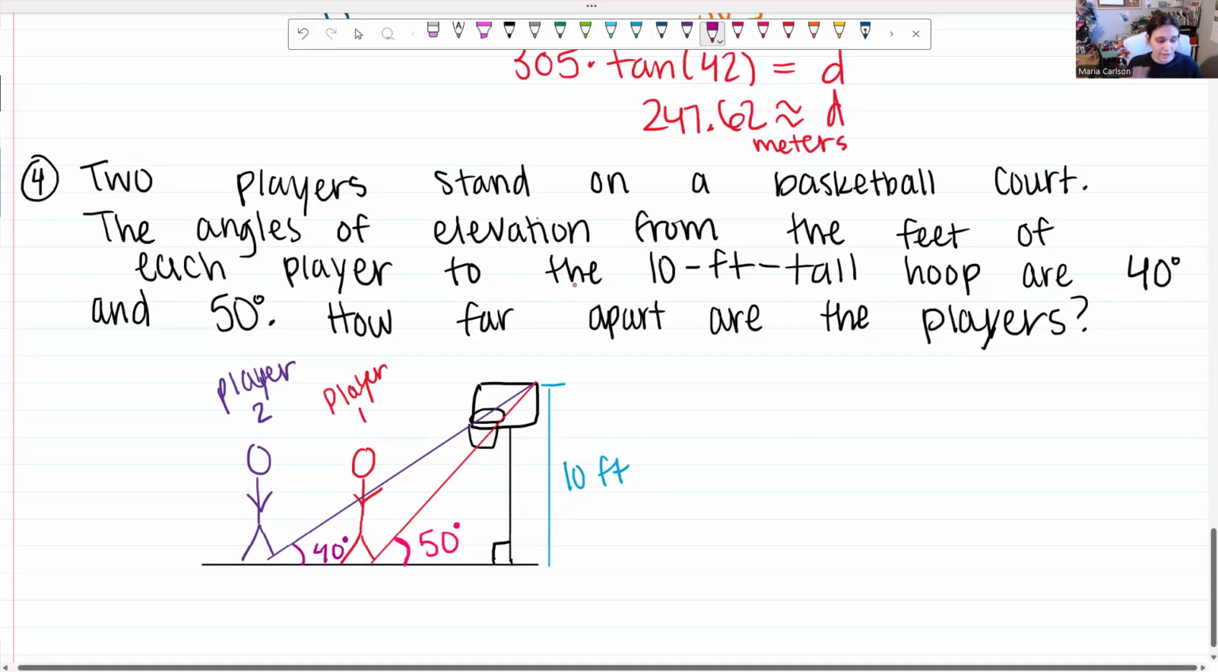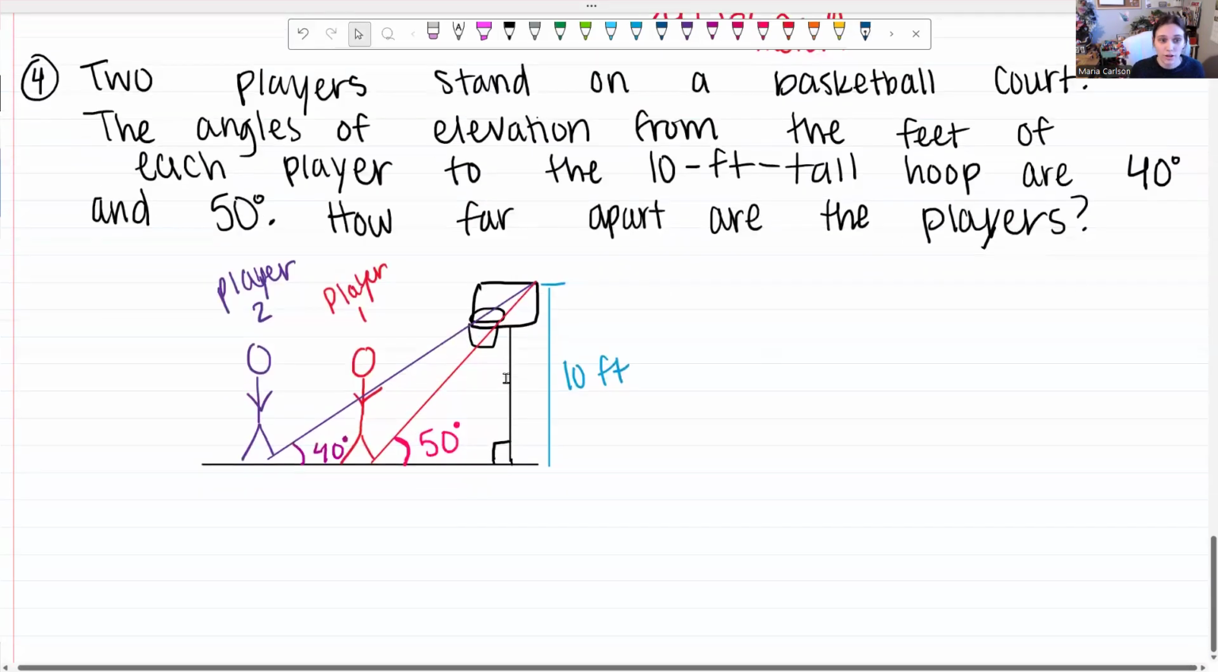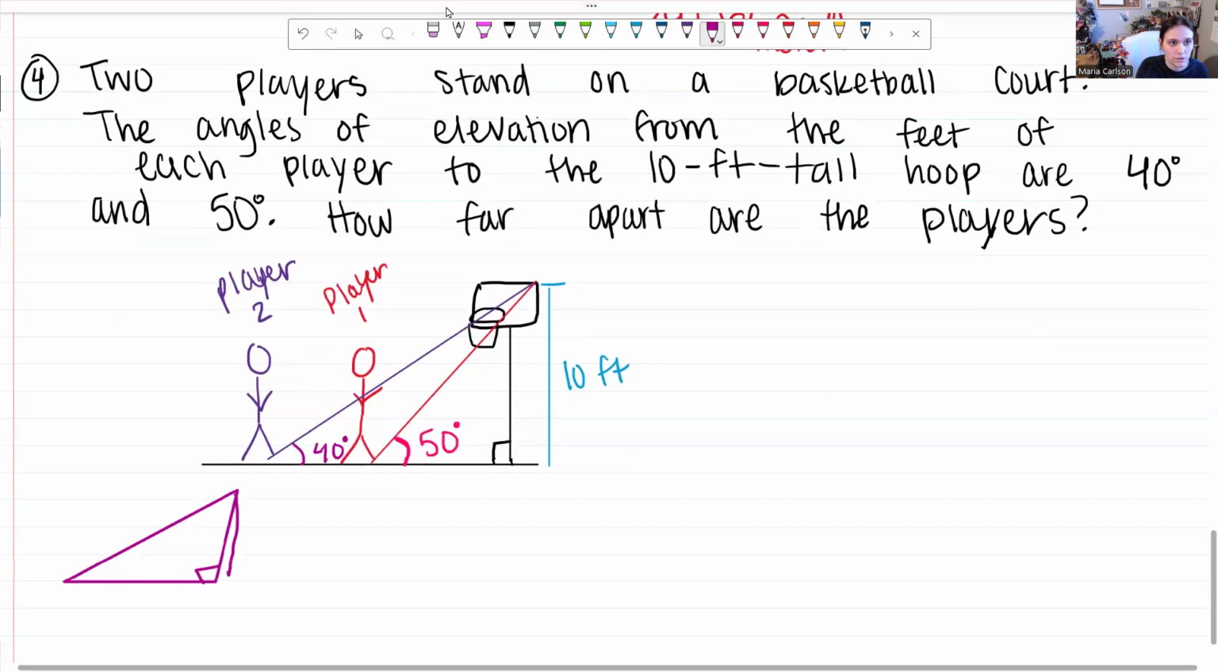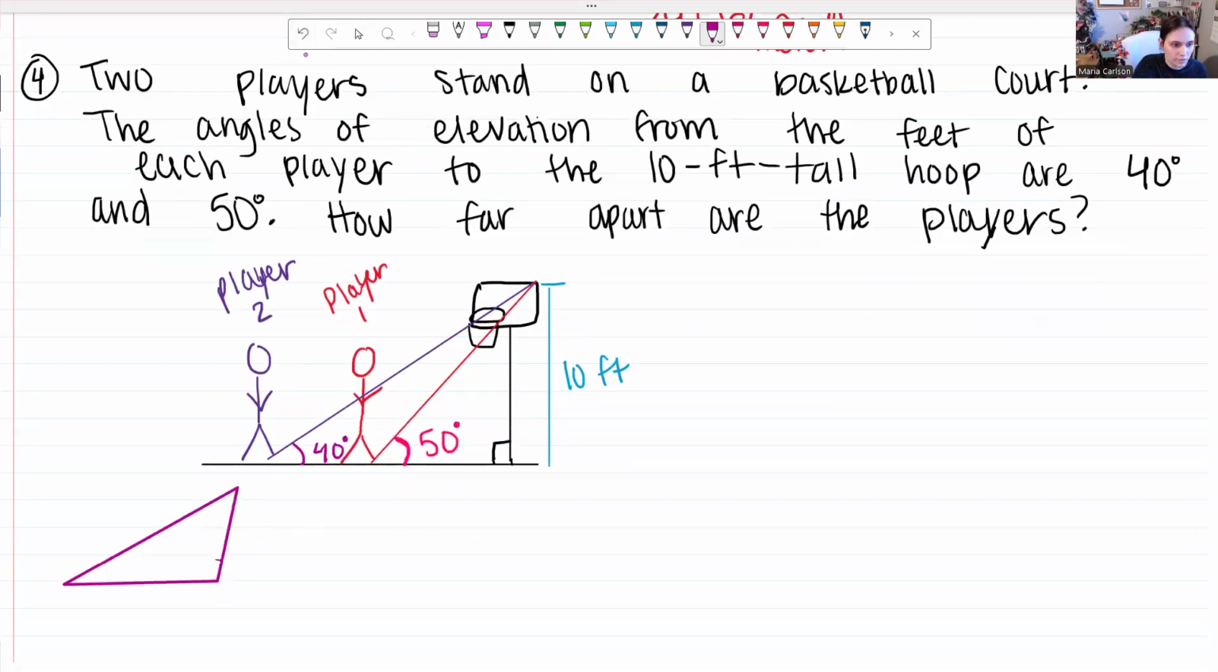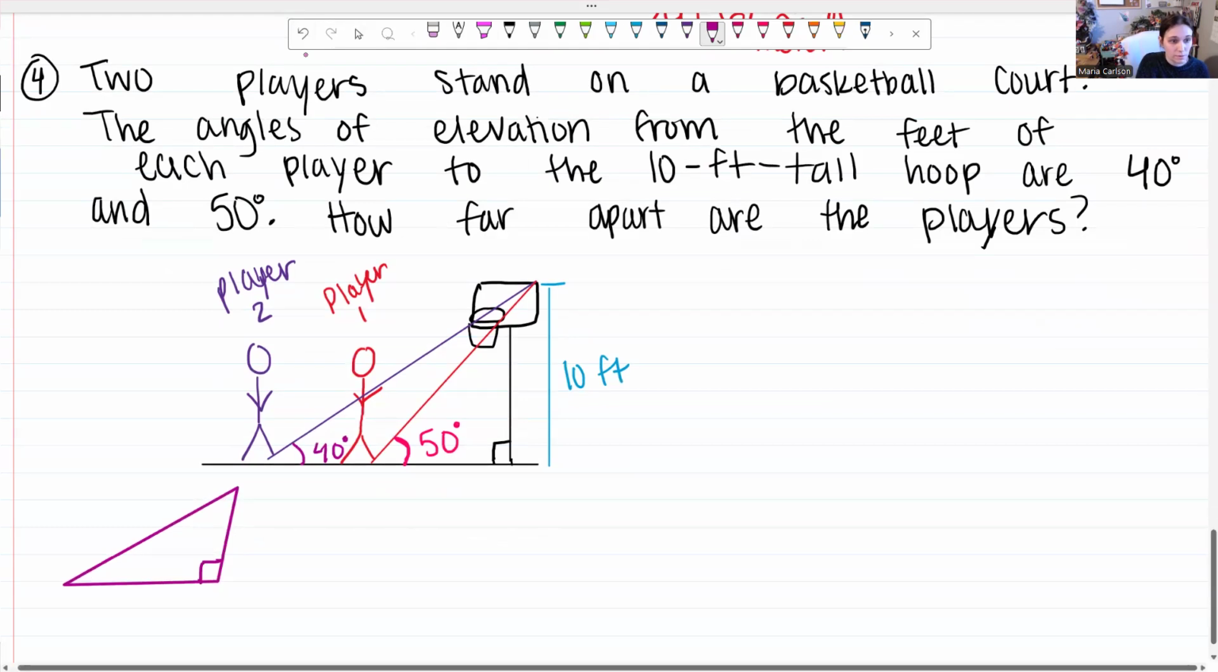So we really have two right triangles here. And if you want to draw them separately, we sure could. I'm just going to draw real quick two right triangles. That's the right triangle. Just stretch your imagination. There we go. Leave it like that. Here is my player two triangle. So this is 40 degrees here inside. And then this is 10 feet tall.